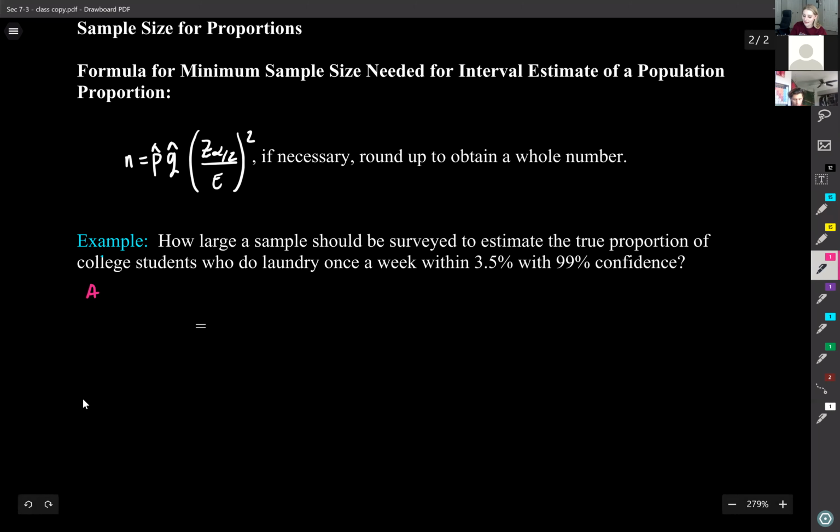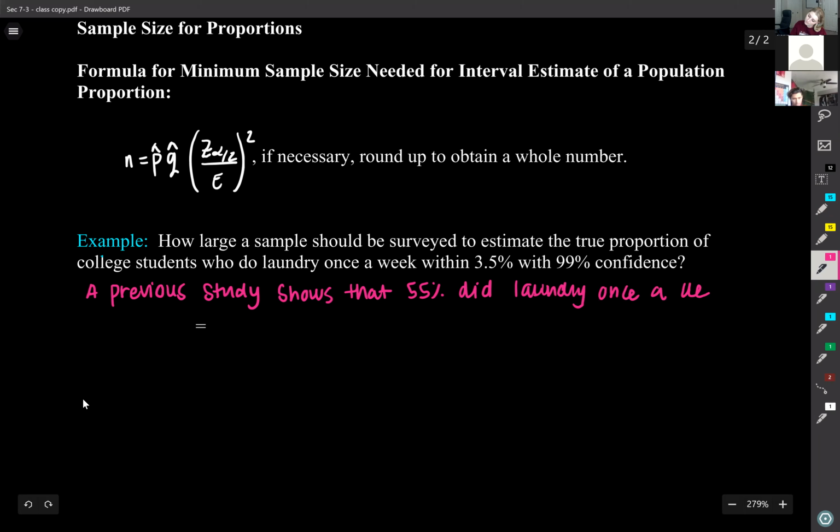So we're going to say that a previous study shows that 55% did laundry once a week. So if you looked at this and thought, I don't know how to solve this because there's no P hat or Q hat, you were correct. So I'm just going to give you that proportion.